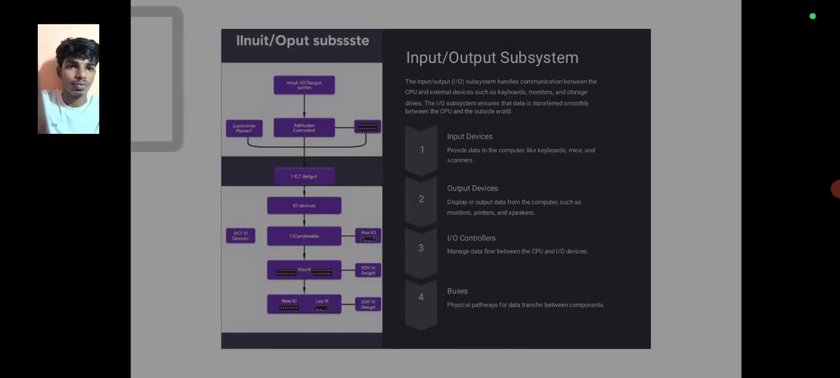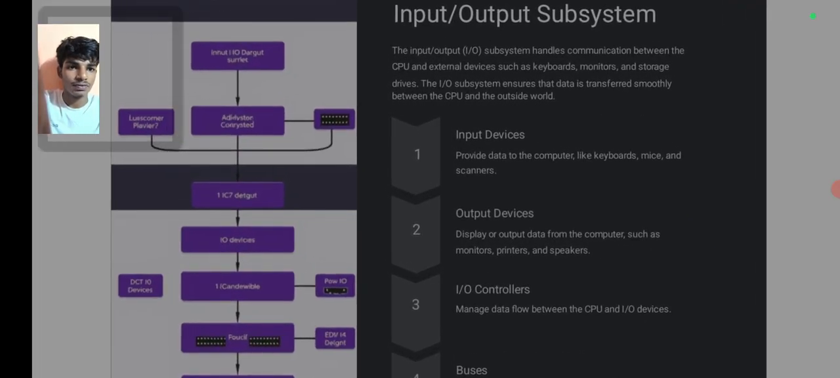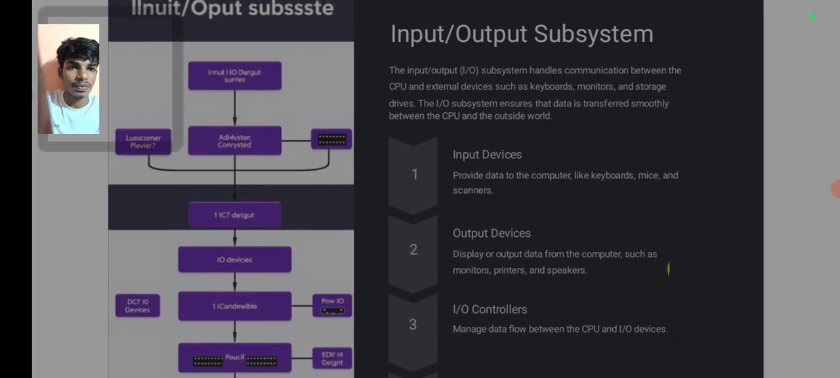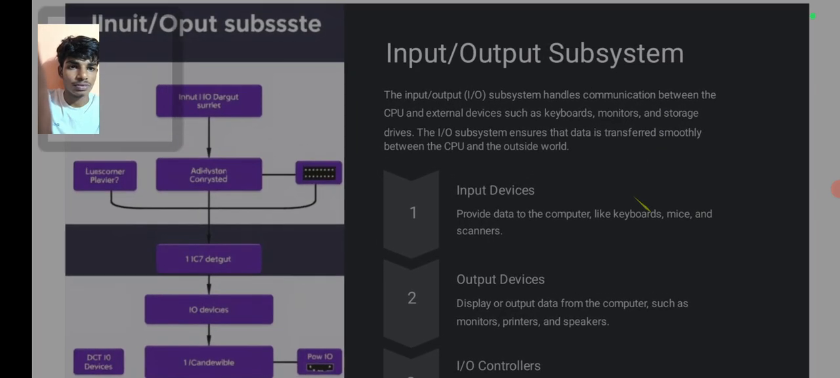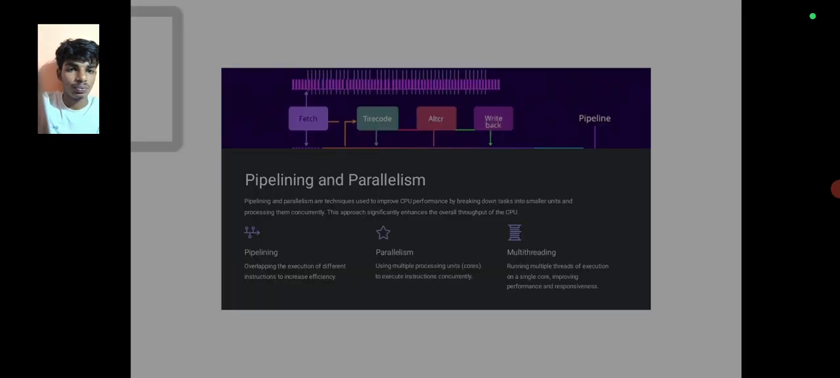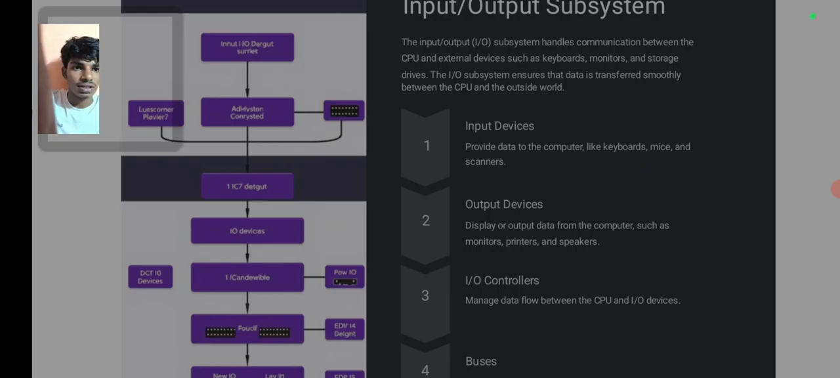The next slide, we have input and output subsystems. In that we have four parts, which are input devices, output devices, controllers and buses. First we need to study about the input and output subsystems. The input and output subsystems handle communication between the CPU and external devices such as keyboards, monitors and storage drives. The subsystems ensure that data is transferred smoothly between the CPU and the outside world.